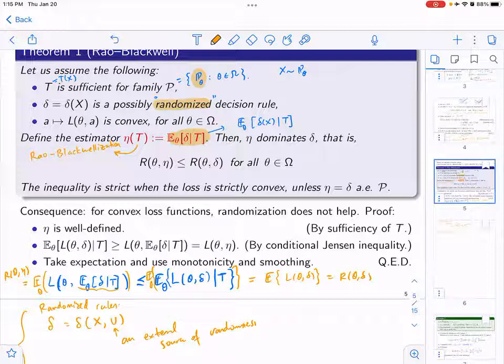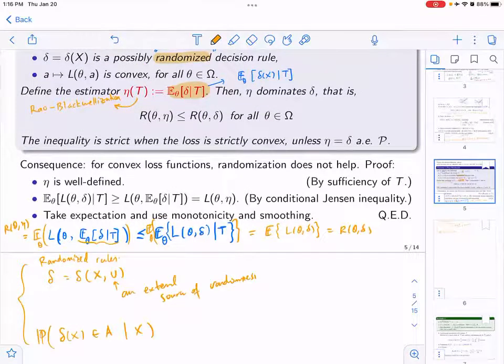Especially for quadratic loss, the strict convexity makes it even more significant. So this result is saying that anything that's not a strict or proper function of the sufficient statistic is going to be inadmissible. Because of the inequality being strict, it would be inadmissible. Questions, comments?